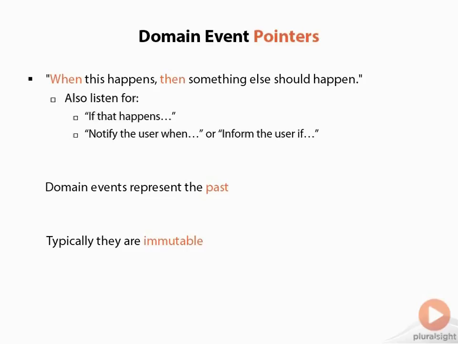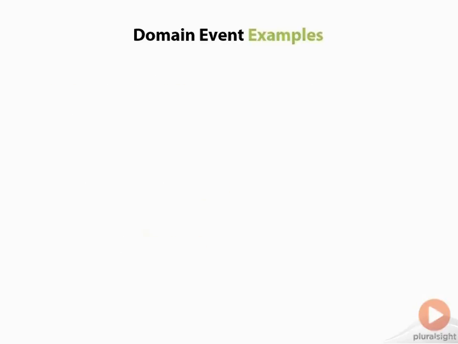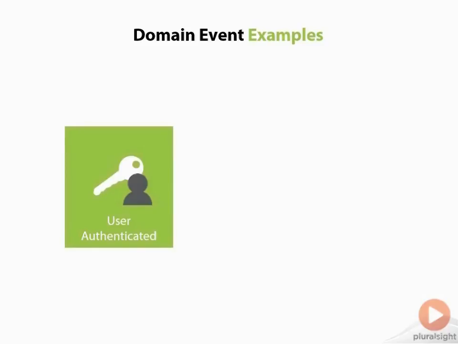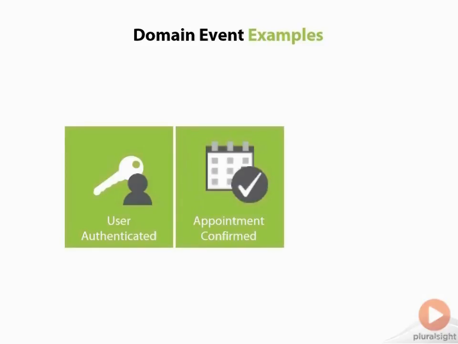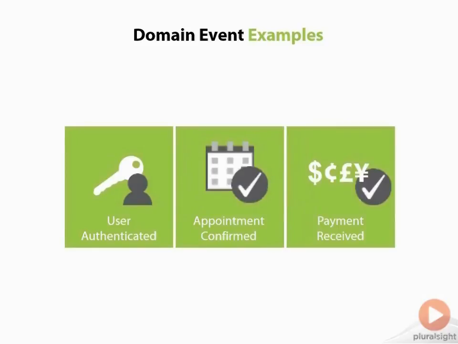Remember that domain events represent something that happened. Since we can't generally alter history, this means they should be immutable. It's a good idea to name the event using terms from the bounded context ubiquitous language, describing clearly what occurred. If they're fired as part of a command on a domain object, be sure to use the command name. Here's some examples. Depending on the application, it might be important to have events to represent when a user has authenticated, when an appointment has been confirmed, or when a payment has been received.